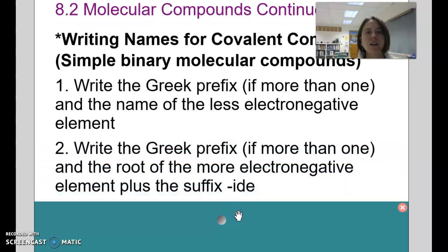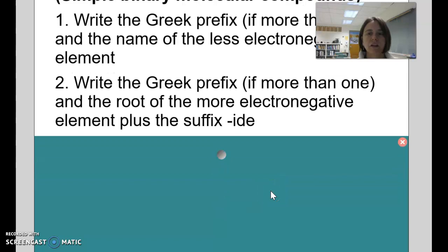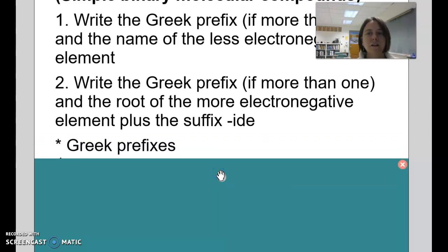Then you write the Greek prefix if there's more than one, and then the root of the more electronegative element, which is the one that's usually found further to the right on the periodic table, and then you just use the root word and then you add the suffix IDE. So let's look at an example. Before we do that, we should probably learn our Greek prefixes, and then we'll do some examples.